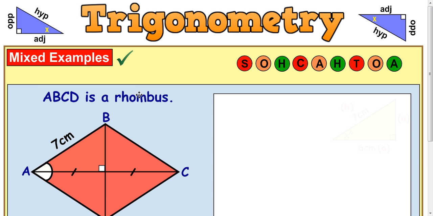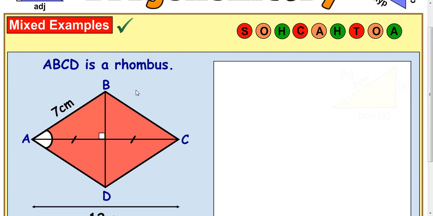In this lesson, we're going to look at a more complicated question in trigonometry where you don't know the ratio and you're not automatically given a right angle triangle. So let's look at the question.